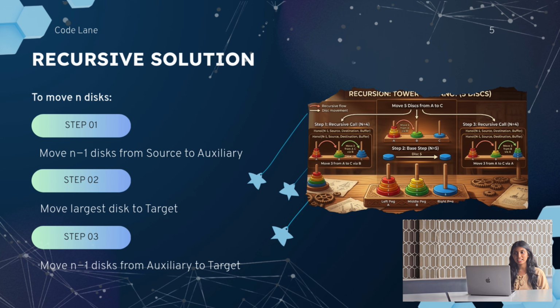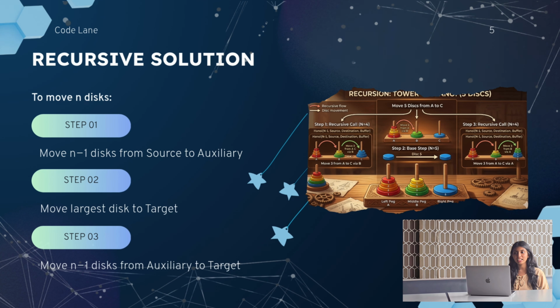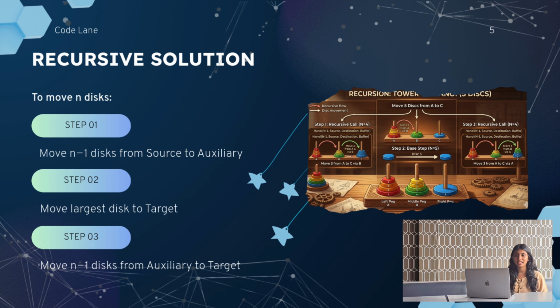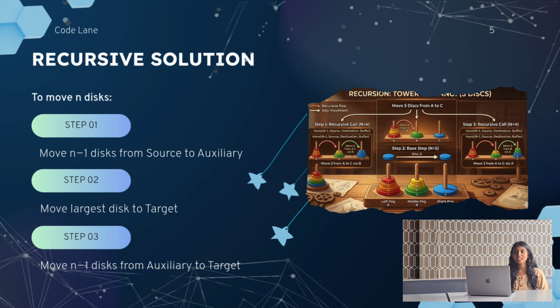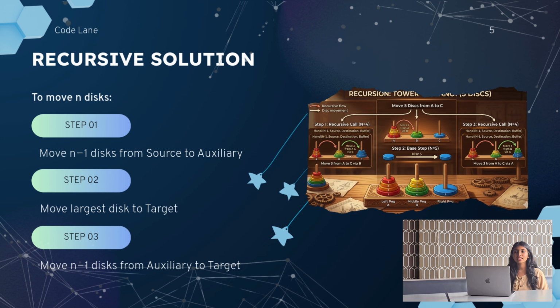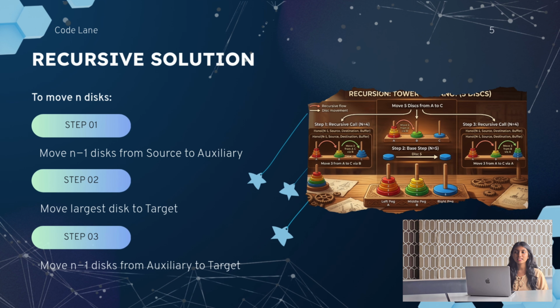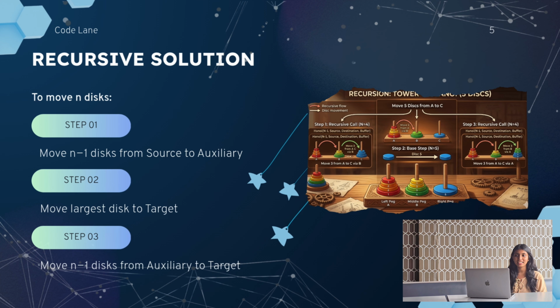Before moving the largest disk, we first need to move the smaller disks out of the way. That is why we move n-1 disks first. The largest disk is blocked, so the smaller disks must be moved to another slot before we can continue. After moving the largest disk, we again move the smaller disks back on top of it. This creates the same process again and again.